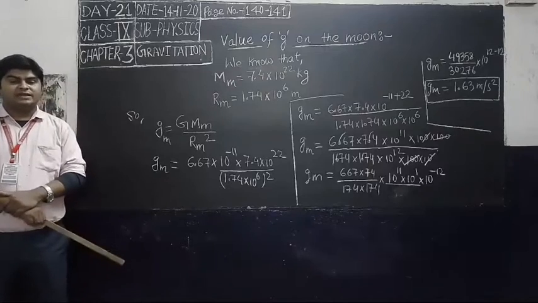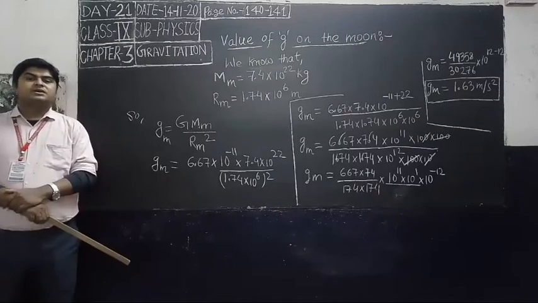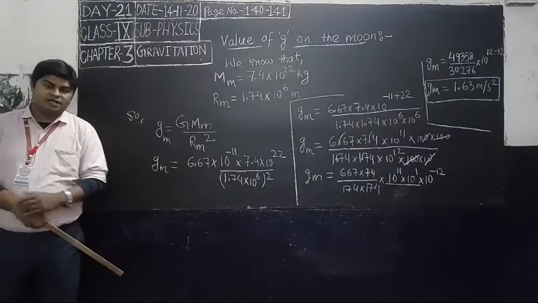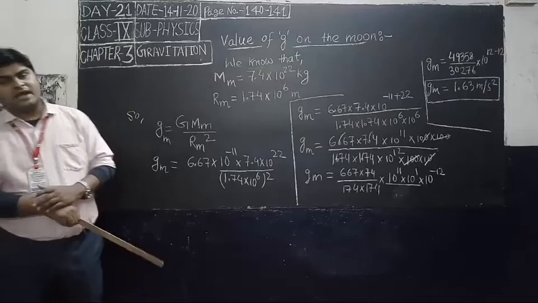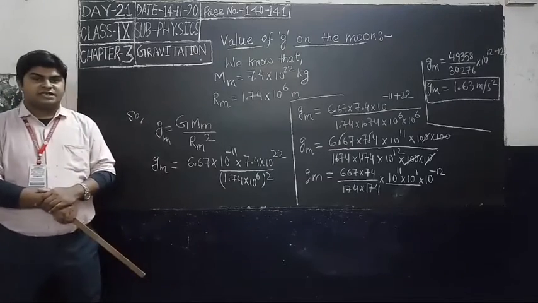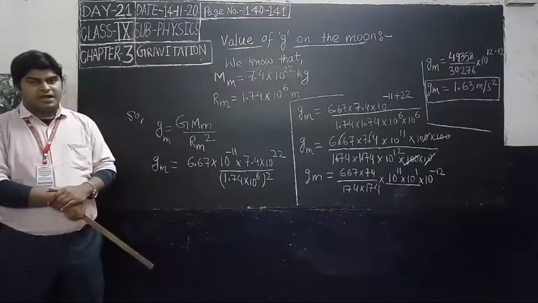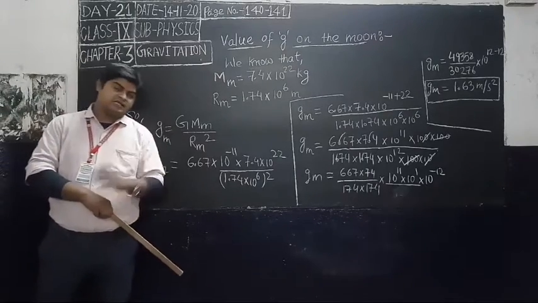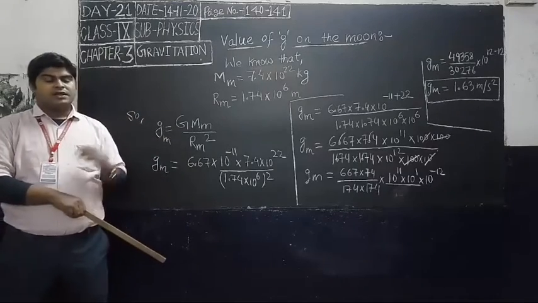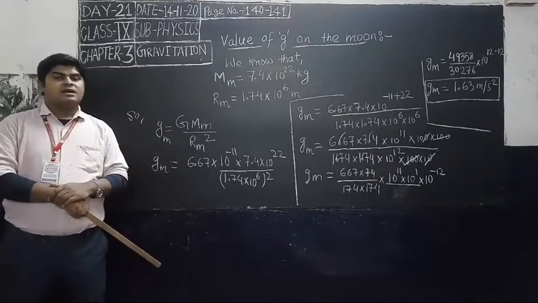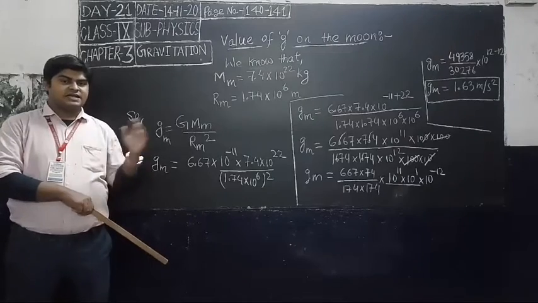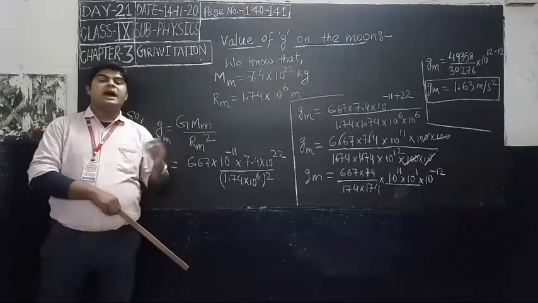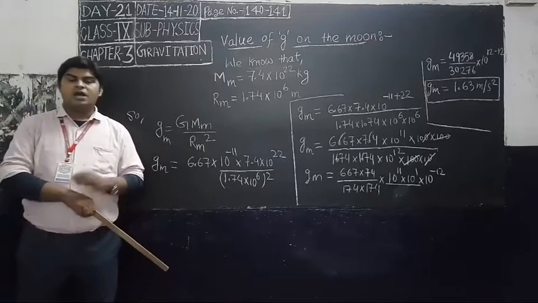As you know, in day 20 I discussed acceleration, the magnitude of acceleration due to gravity on the earth, and acceleration due to gravity on the moon. Today I will continue the same topic and we will find the value of acceleration due to gravity on the moon. Then we will compare the difference between the magnitude of acceleration due to gravity on the moon and on the earth.